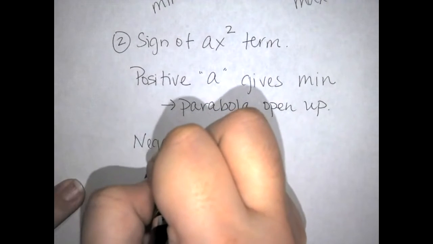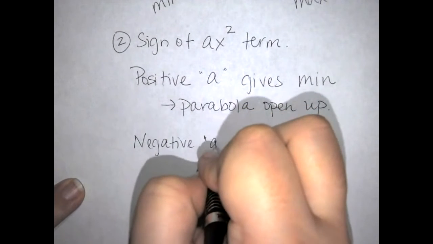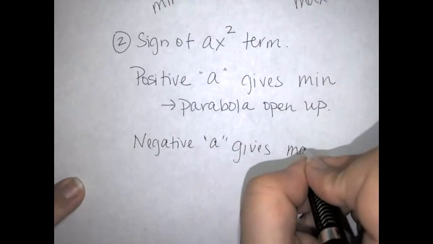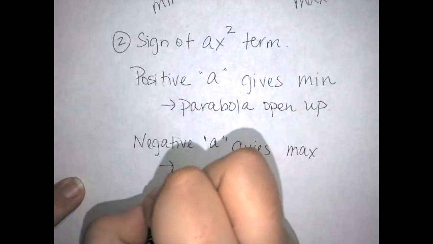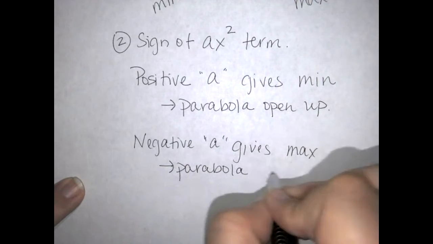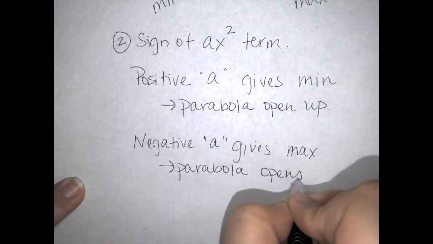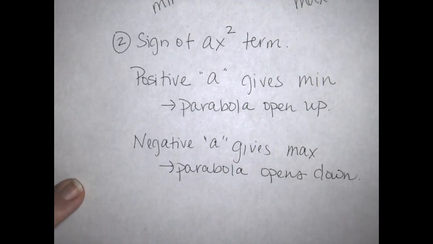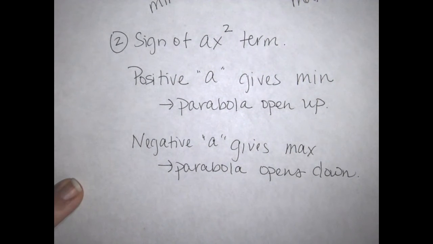At the same time, a negative a term gives a maximum. The reason for that is because your parabola opens down.